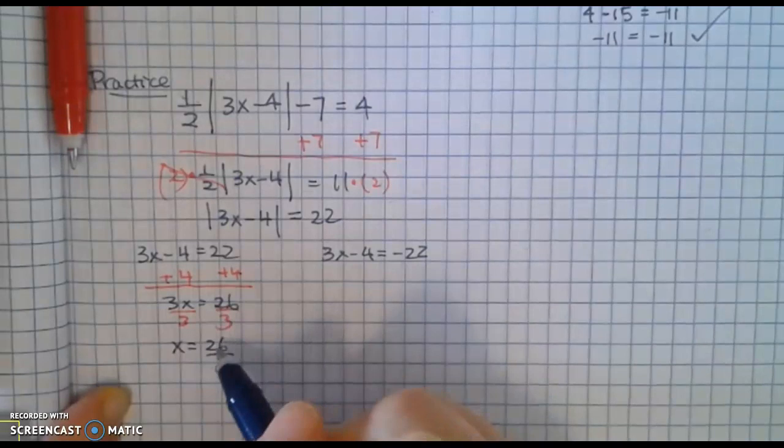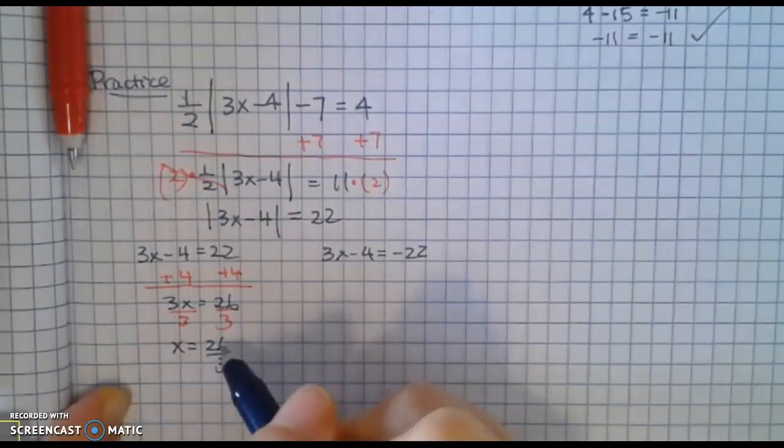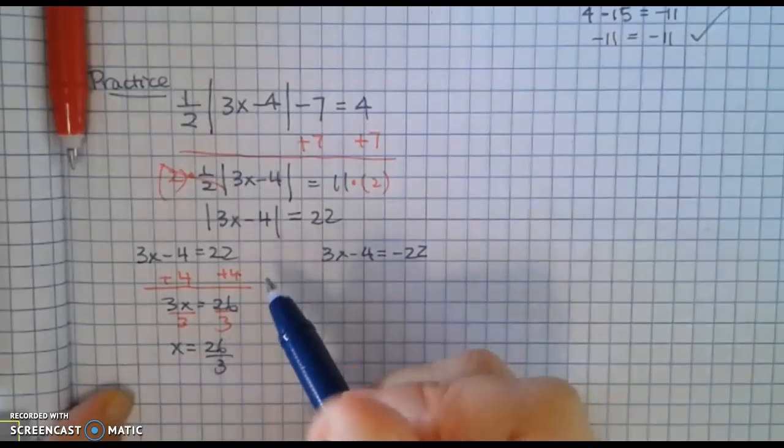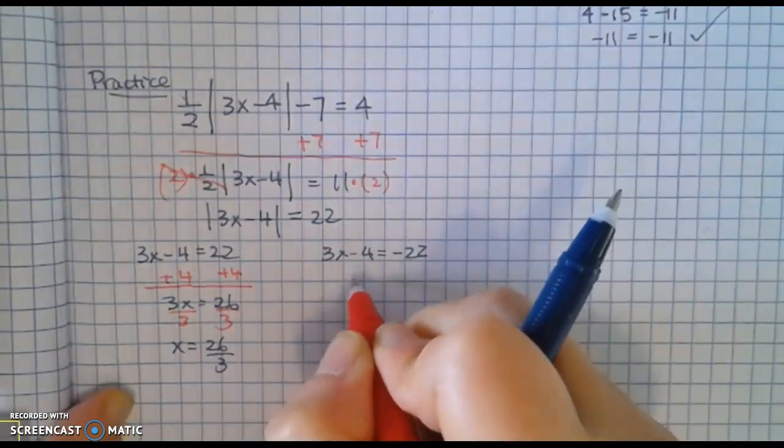Now you need to be asking yourself, can I simplify this fraction anymore? Well, 26, is it evenly divisible by 3? It's not. So I am just going to leave it as an improper fraction at this point, because it's going to make my checking a whole lot easier if I do. Let's do the other one.